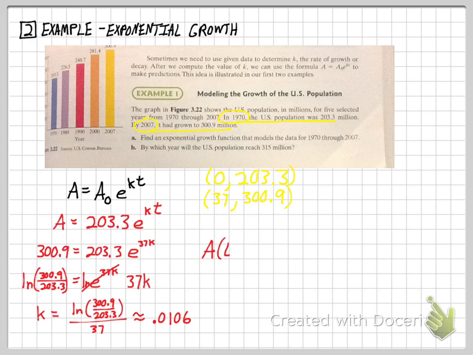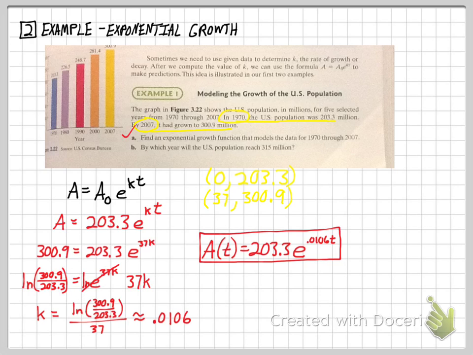Right? So our model is the population at any time is going to be my initial population, which we determined was 203.3, times e to the k, which is again 0.0106 t. And the model is really powerful now because I can figure out the population at any time, or I can figure out the time for any given population. So we're not quite done yet.